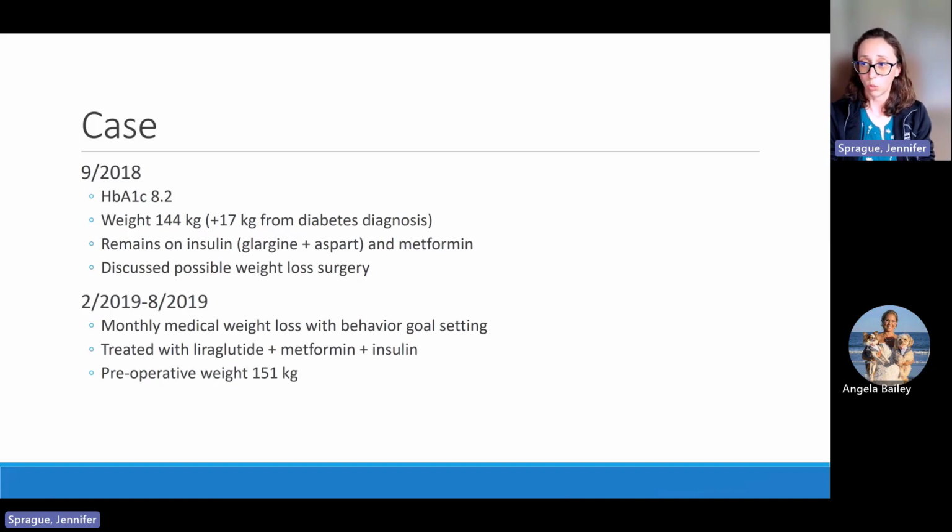She started monthly medical weight loss and behavioral goal setting. At this point, liraglutide was fairly newly approved for diabetes in adolescents. We started her on treatment with liraglutide, metformin, and insulin. Pre-op, by August, she had a weight of 151 kilos. And at the time of surgery, her A1C was 8.1. She underwent gastric sleeve.